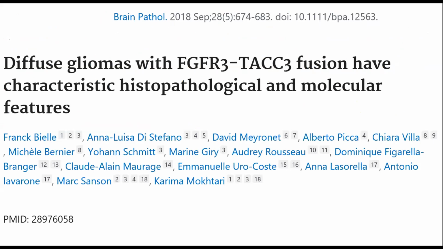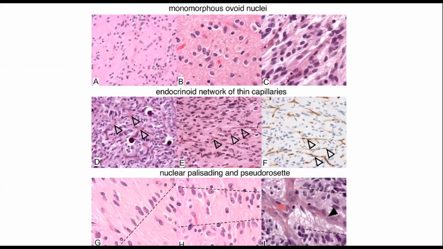Okay, this is a paper that came out in 2018, on the fusion glioma's characteristic histologic features. And look, this is an image from this paper, and you can see monomorphous ovoid nuclei, oligo-like with halos, oligodendroglia-like, the endocrinoid, AKA chicken wire network, thin capillaries, nuclear palisading, pseudorosettes. That's the characteristic feature set.